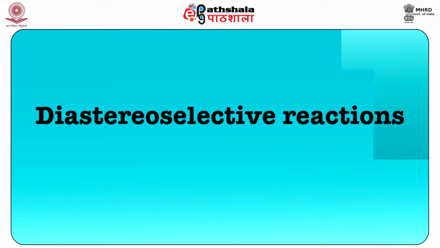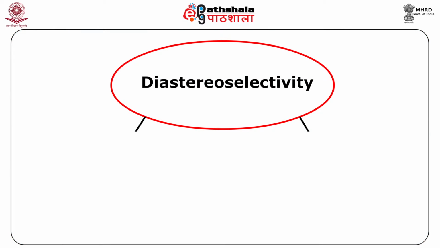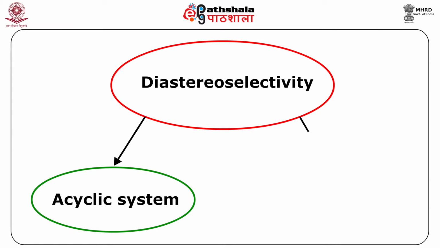Diastereoselective reactions. Diastereoselectivity can be in the acyclic system or the cyclic system. Looking into the acyclic system, acyclic molecules are conformationally more mobile than cyclic ones. The first rationalizations of asymmetric induction were worked out for reactions in acyclic systems, for example Cram's rule and Prelog's rule. We will separately discuss this topic in the forthcoming modules.